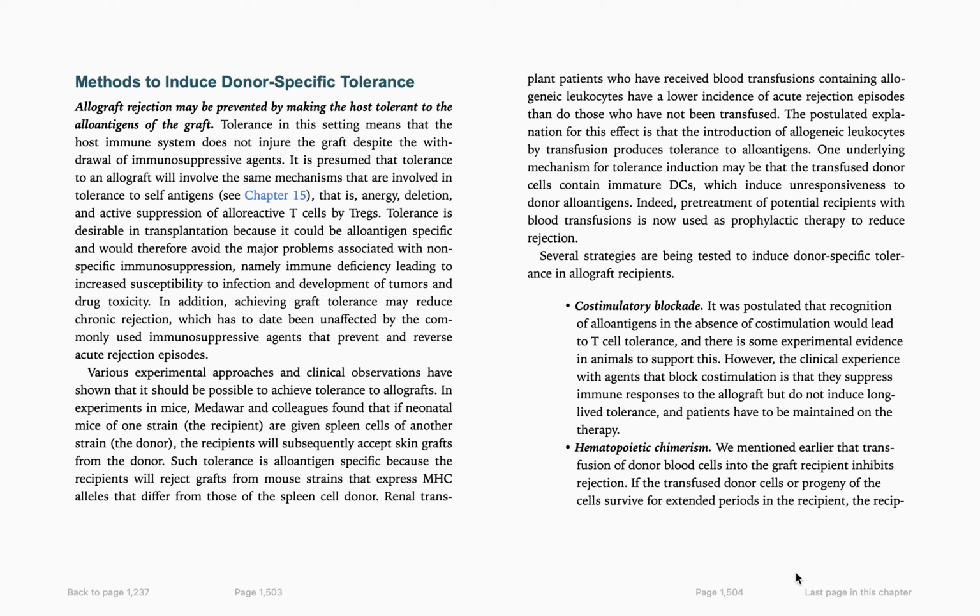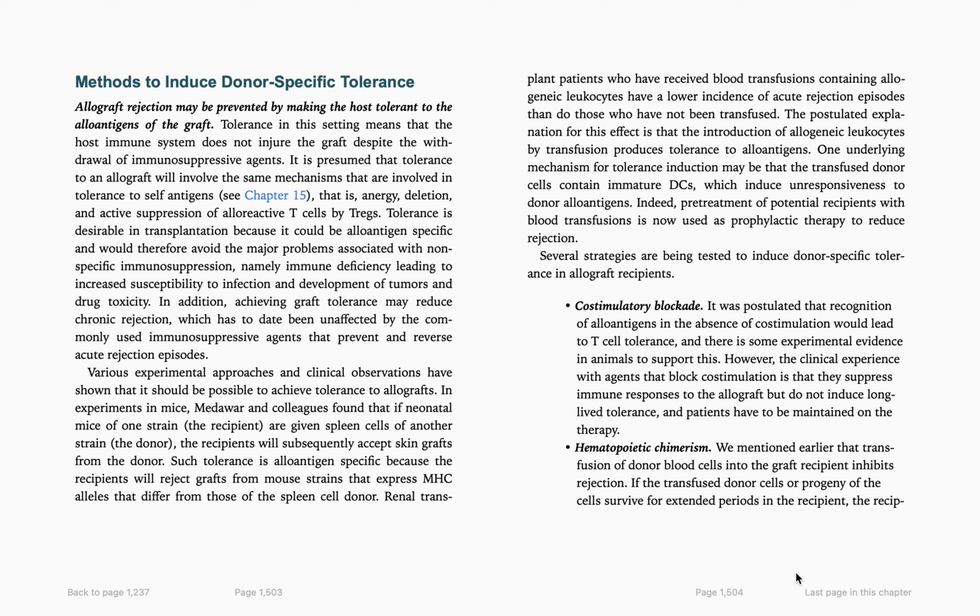Tolerance is desirable in transplantation because it could be allogeneic specific and will therefore avoid the major problems associated with non-specific immunosuppression, namely immunodeficiency, leading to increased susceptibility to infection and development of tumors, and drug toxicity. In addition, achieving graft tolerance may reduce chronic rejection, which has to date been unaffected by the commonly used immunosuppressive agents that prevent and reverse acute rejection episodes.